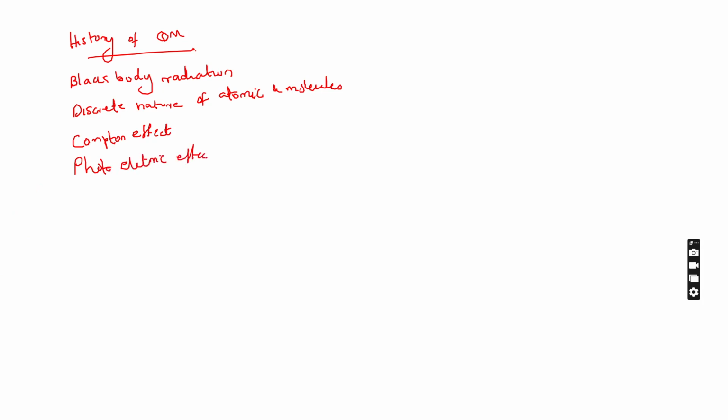Why do we have to discuss these four properties? Because these four properties can't be explained by classical physics, so people started to understand more at the atomic or molecular level, and quantum mechanics originated. So first, what about black body radiation?